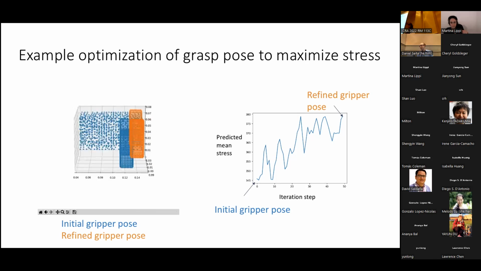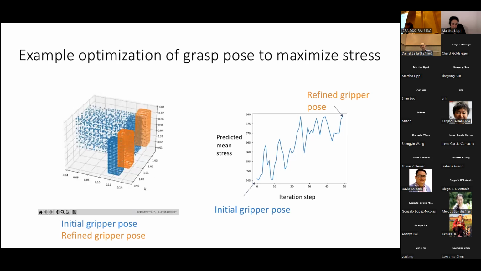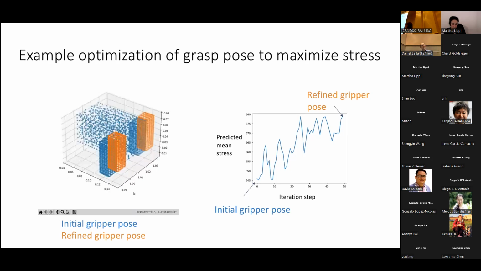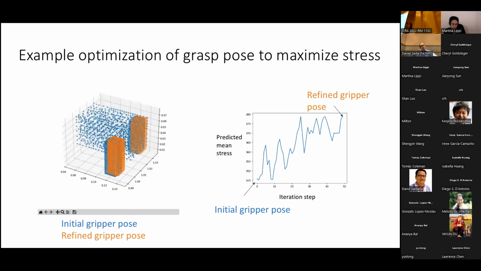In practice though, I think we rarely want to maximize stress on an object unless you're really trying to break tofu for some reason. Yeah, you probably would want to do the opposite, but this is a great example of what we hope to be able to do with the differentiability of the network.